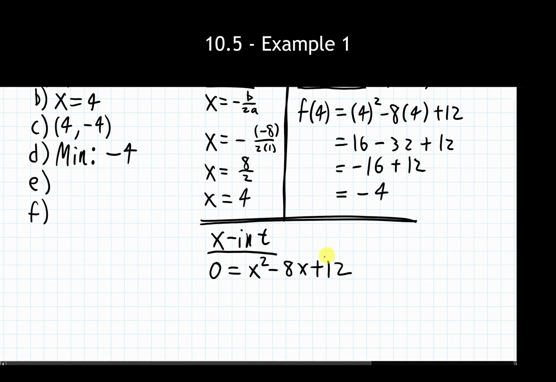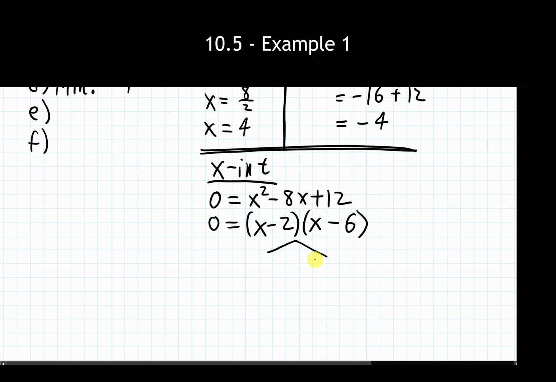I need 2 numbers that multiply to give me a positive 12 and add together to give me a negative 8. Well, numbers for that are going to be negative 2 and negative 6. So great, I have these 2 factors. I want to find what value of x when plugged in here gives me 0, and what value of x when plugged in here gives me 0. So I need to split this thing apart.